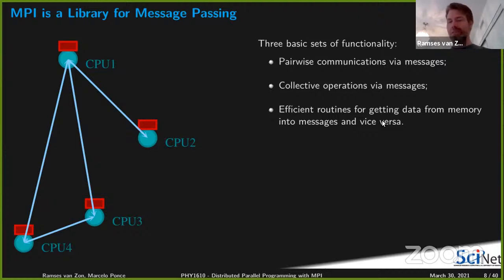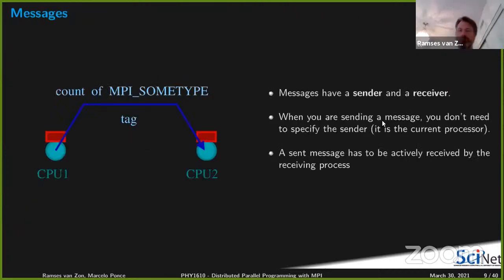Pack data into messages. So the most basic case is that of a pairwise message, and in MPI this is the prototypical way it will look. We are going from one core to another. We have to transfer some data. The data is of some type, MPI_some type. We have a certain number of them. That part makes sense. So we have a sender, we have a receiver, we have a count, we have a type. In addition, in MPI, you can add a tag to this message.